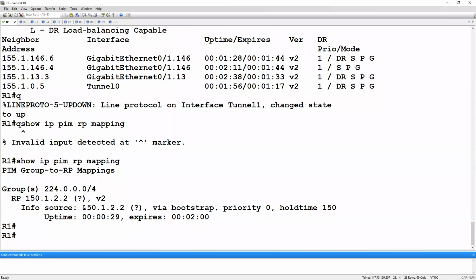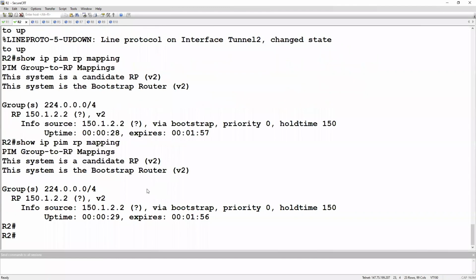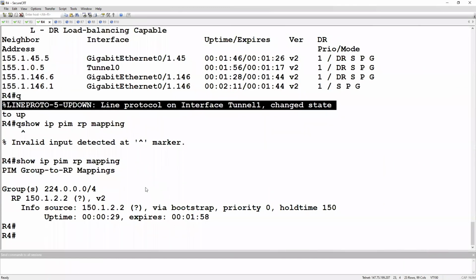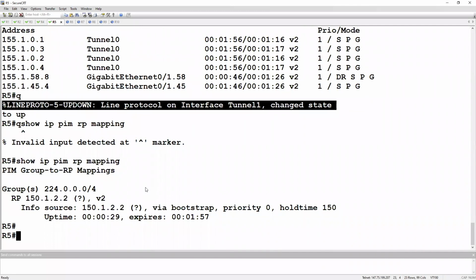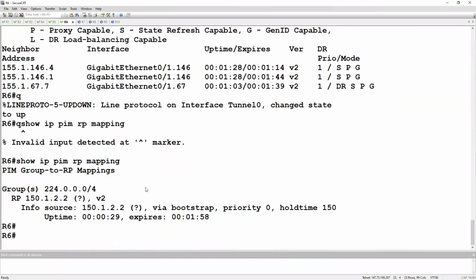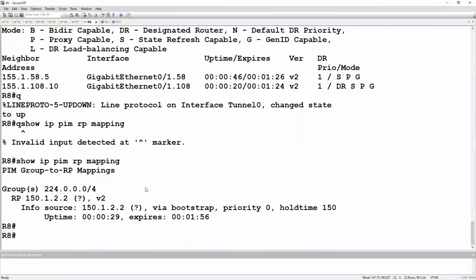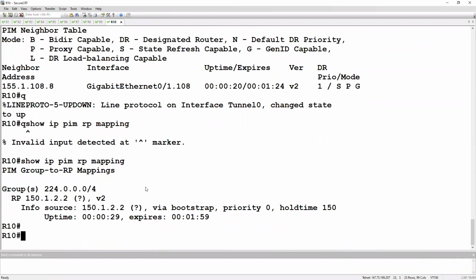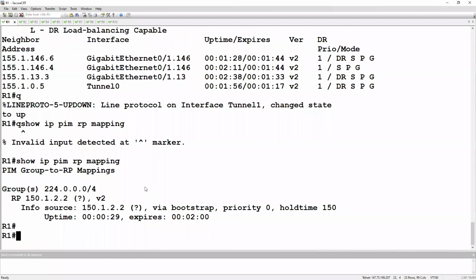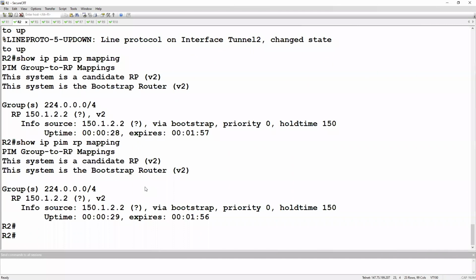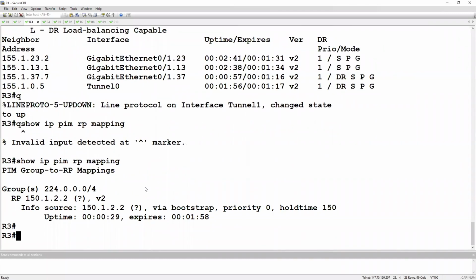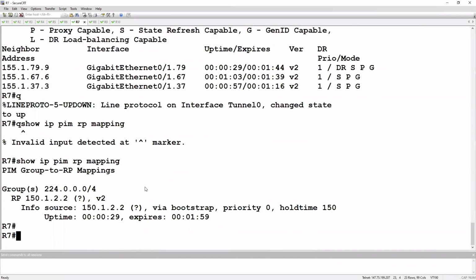And we should see that router 2's loopback 150.1.2.2 is mapped to all multicast groups, 224.0.0.0/4. So unless everyone in the topology agrees on the rendezvous point, we're not going to be able to process the join messages and the register messages properly in order to actually build the multicast tree. Okay, so everybody agrees that router 2 is the rendezvous point.